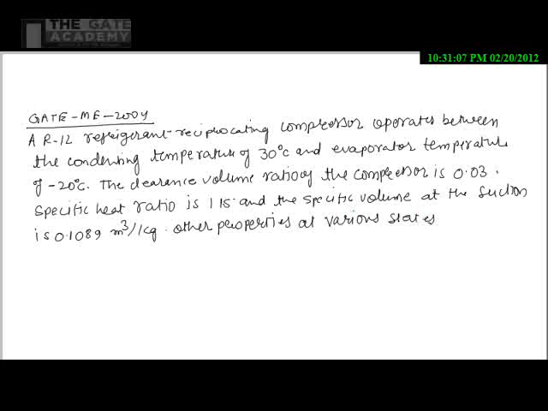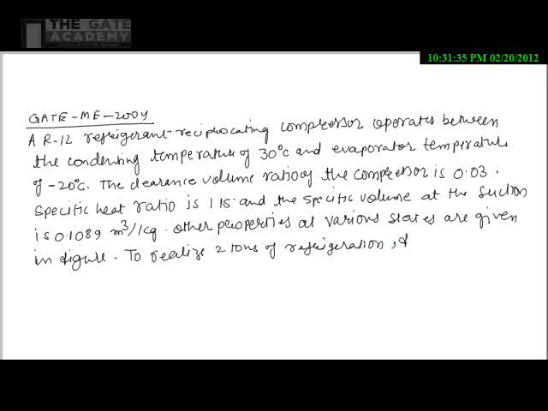are given in figure. To realize 2 tons of refrigeration, find the actual volume displacement rate considering the effect of clearance.